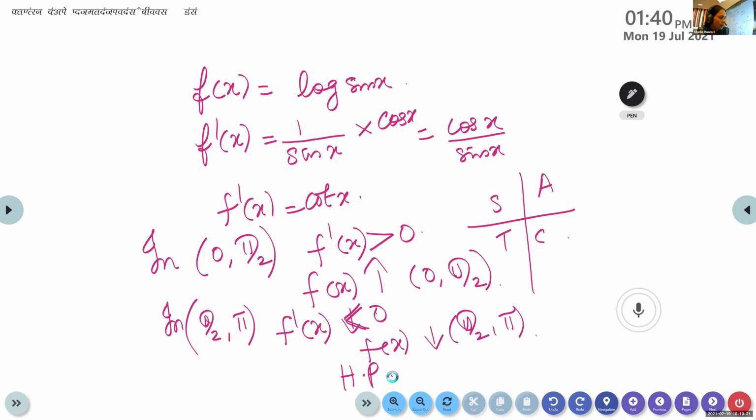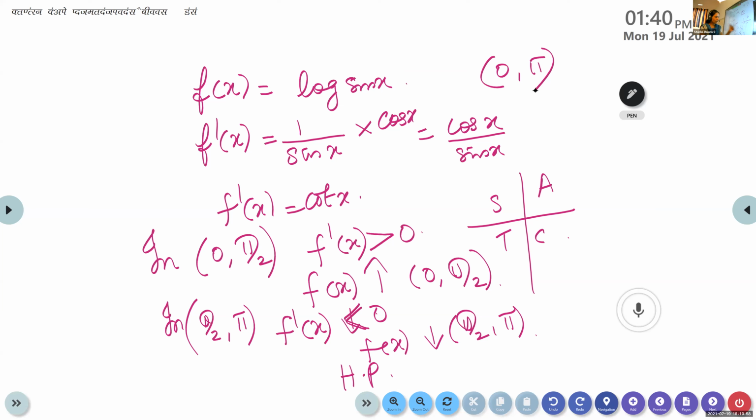Now, listen children, my question is, what can you say about the function in the interval 0 to pi by 2? Will it be increasing or decreasing? Suppose the question is given like this, whether the function is increasing in the interval 0 to pi or decreasing. What is the answer? Nandana? Neither. Okay, it is neither increasing nor decreasing.